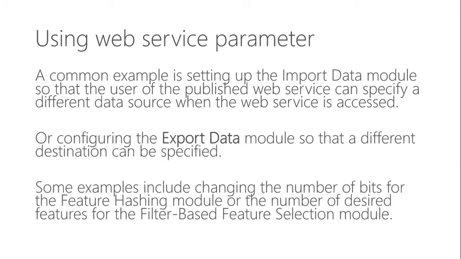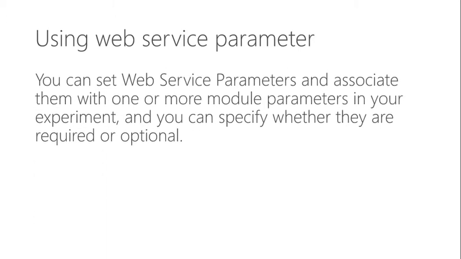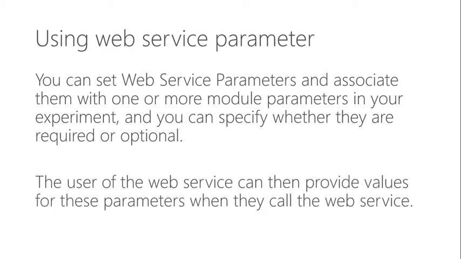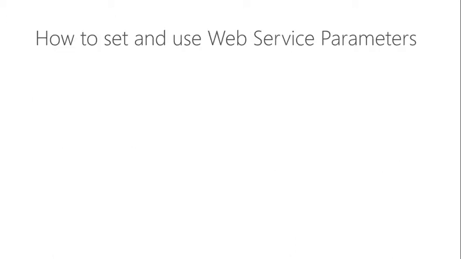Some examples include changing the number of bits for the Feature Hashing module or the number of desired features for the Filter-Based Feature Selection modules. You can set web service parameters and associate them with one or more module parameters in your experiment, and you can specify whether they are required or optional. The users of the web service can then provide a value for these parameters when they call the web service.